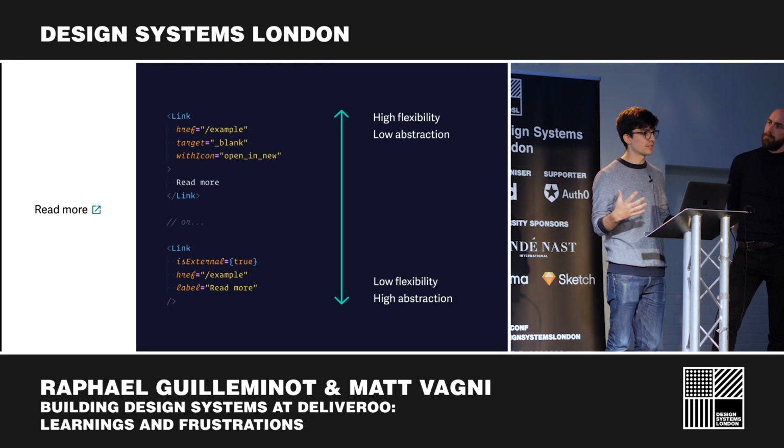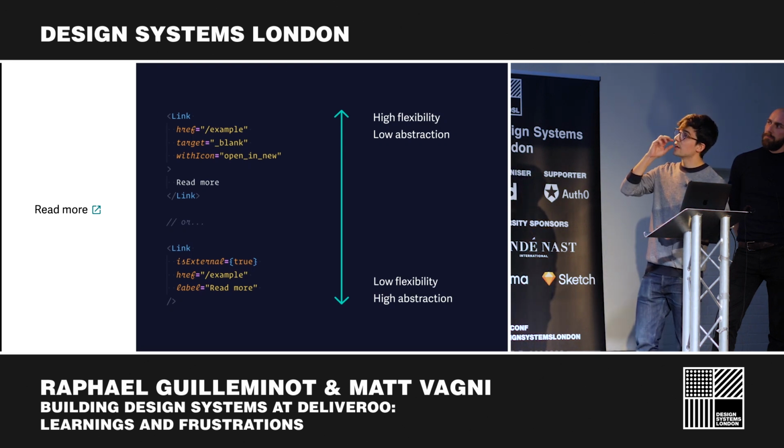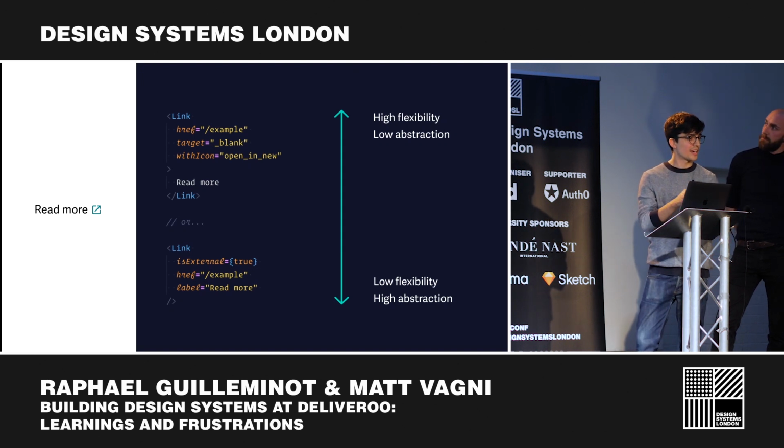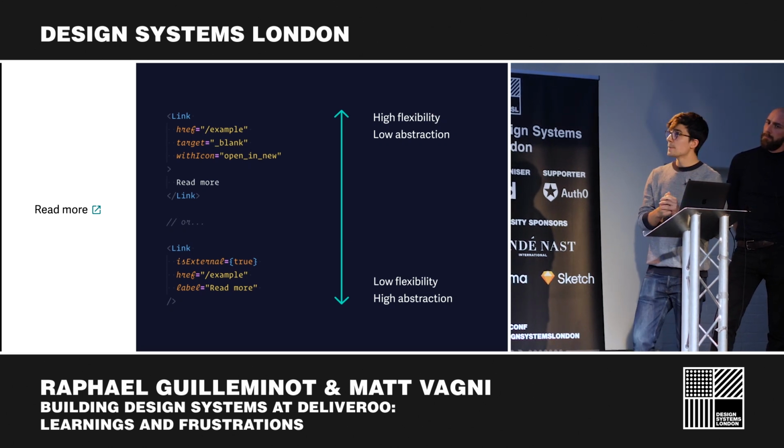So the way you create your component is really important, and you have to decide what you want. If you look at the top example, it's basically almost no abstraction on top of a normal anchor tag in HTML, right? You have an href, a target, and then you can provide an icon, and you put some stuff in it, and that's the text.